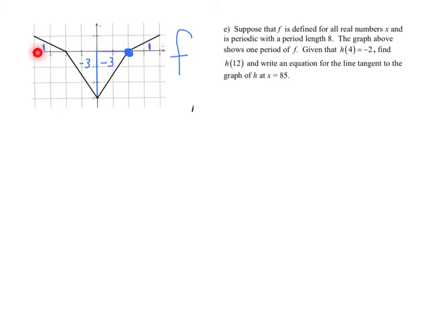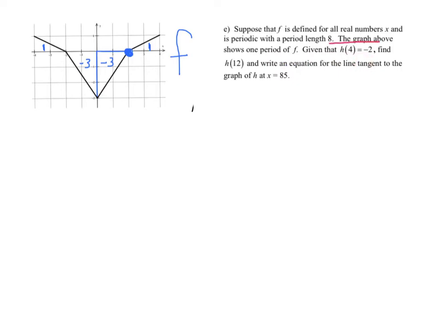Well, if I go +4 and -4, that's a total of 8 units. This is what one cycle looks like. So basically, it's just going to keep repeating itself. It's going to look like the same thing over and over every 8 units. It says the graph above shows one complete cycle. All right, given that h of 4 equals -2.